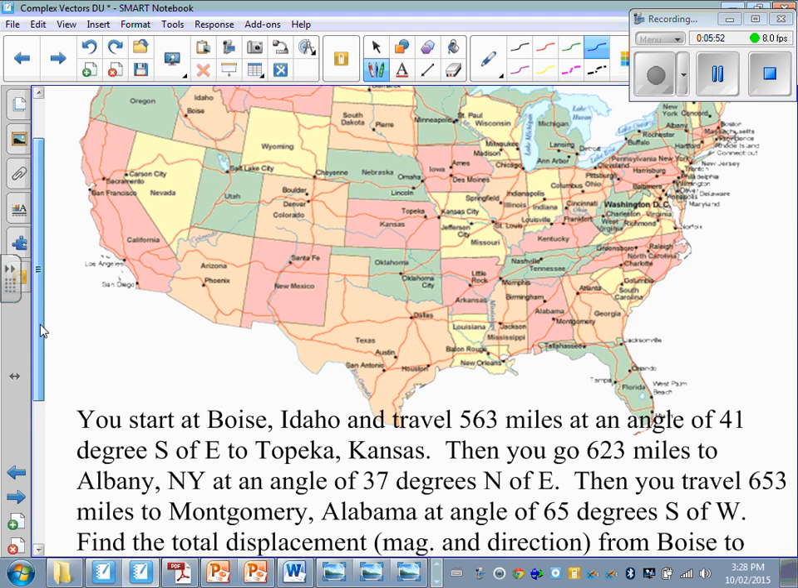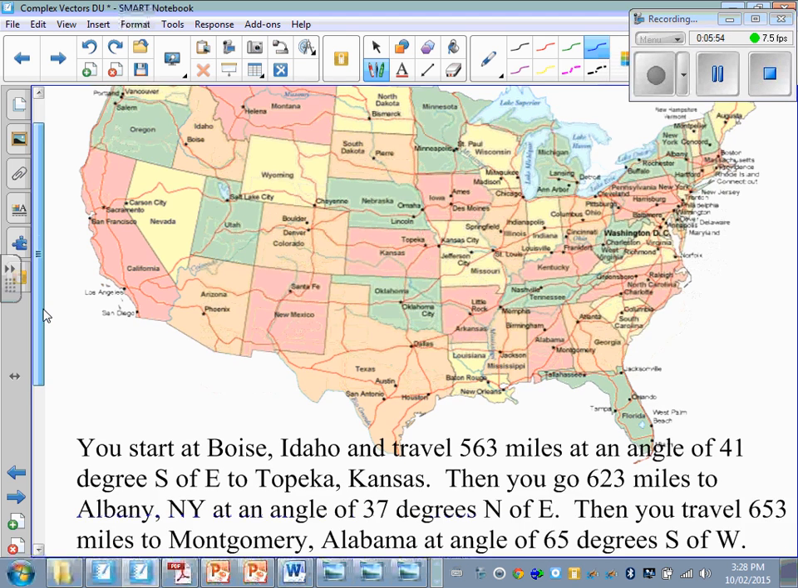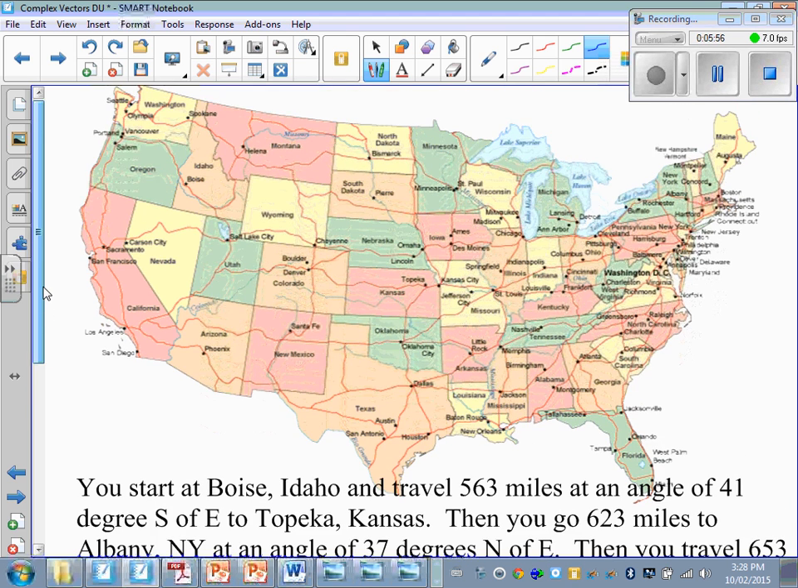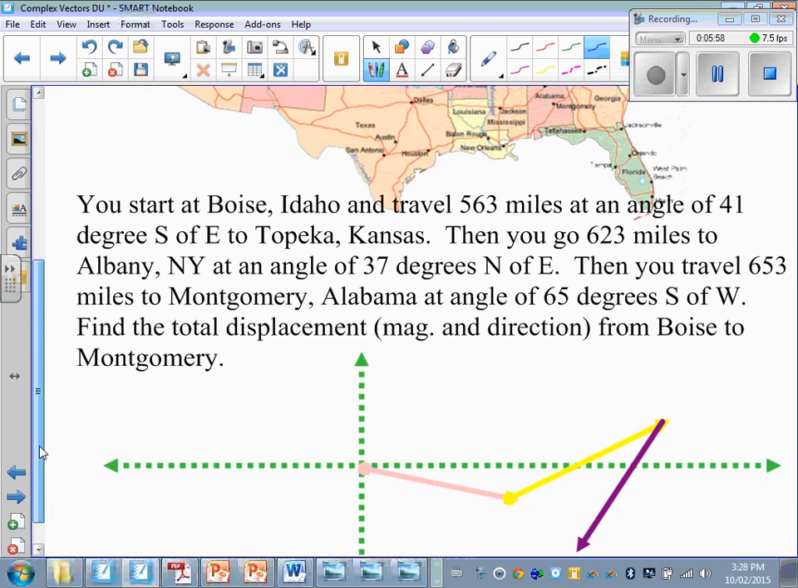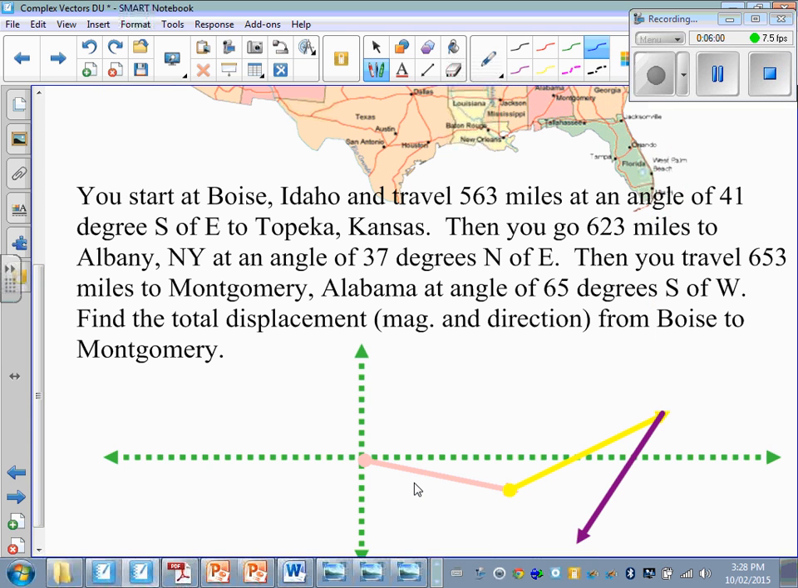Okay, so looking at it on a map, I'll let you guys figure out where these wonderful places are. But if we look at the vectors, the pink vector represents the first motion. And now you'll notice that they're two-dimensional. So there's a portion east, west, and north. So there's a bit in the x and a bit in the y direction. The first one is the pink one, second one is the yellow, and the third one is the purple.